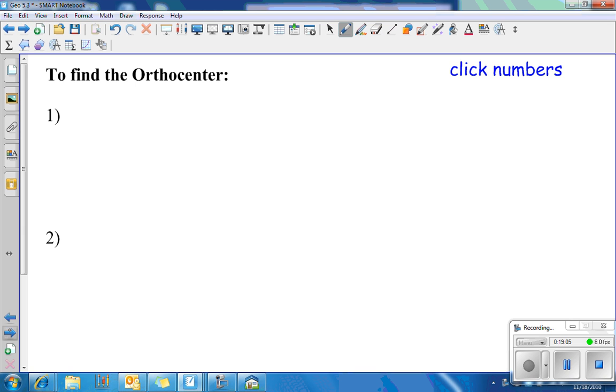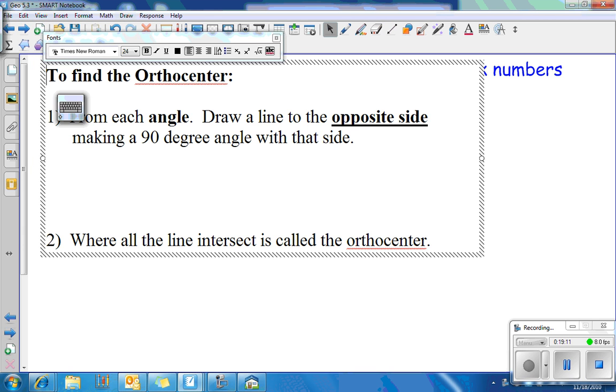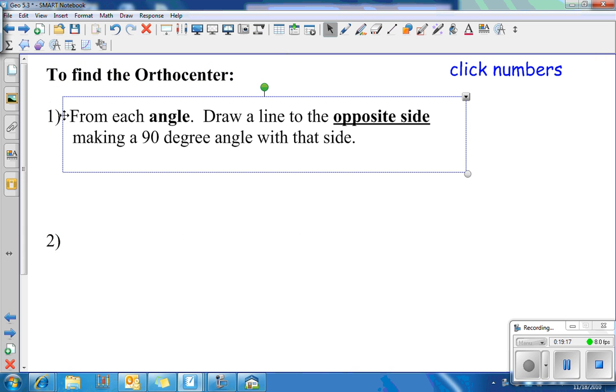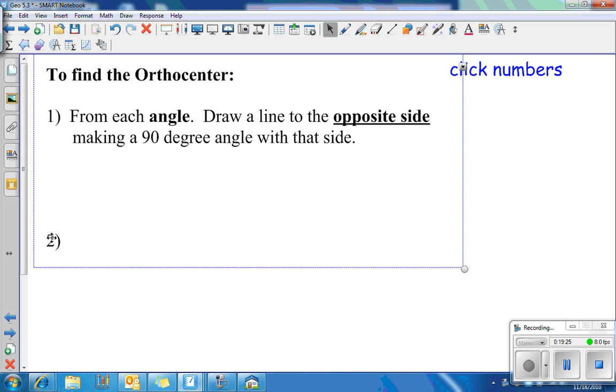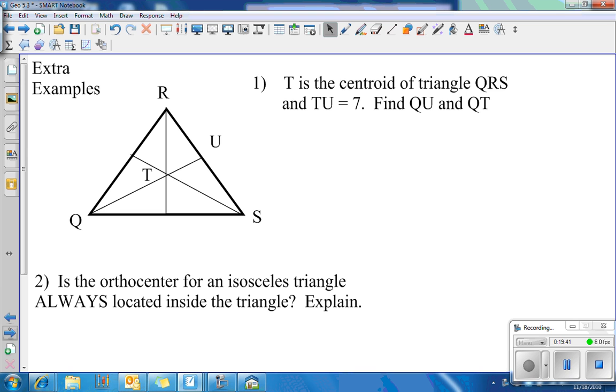All right, to find the orthocenter. From each angle, you draw a line to the opposite side, making a 90-degree angle with that side. And where all lines intersect is called the orthocenter. That's the point of concurrency of the altitudes. Now, these are some extra examples, but I wanted to make sure you understood it before you had your homework.